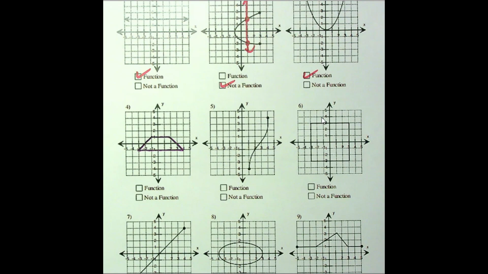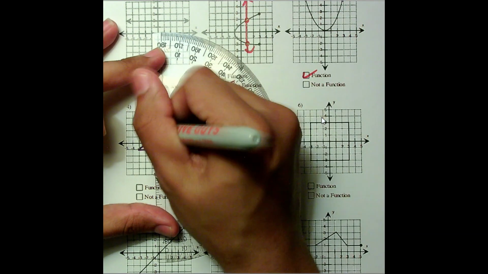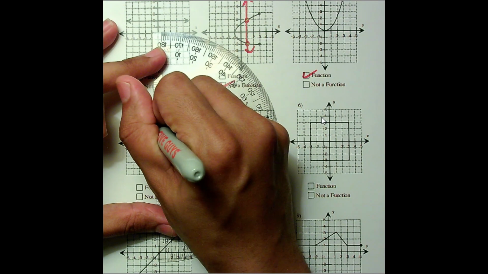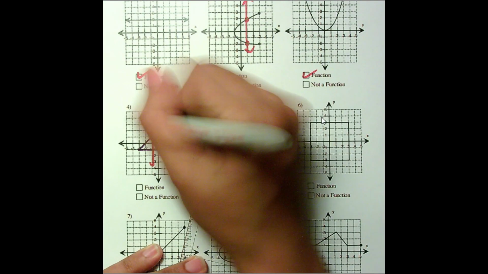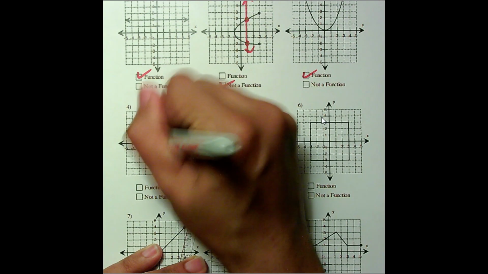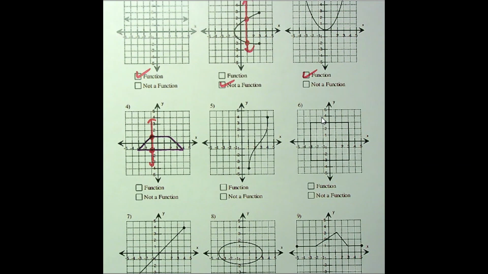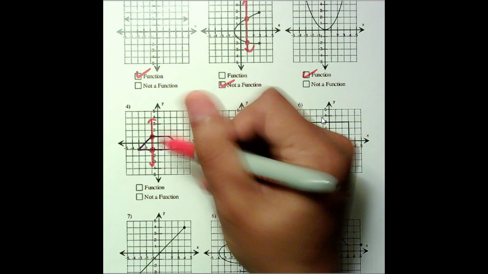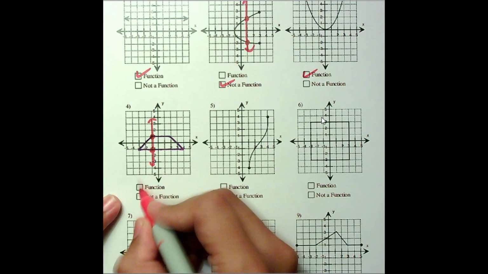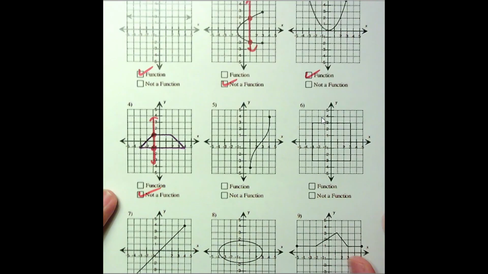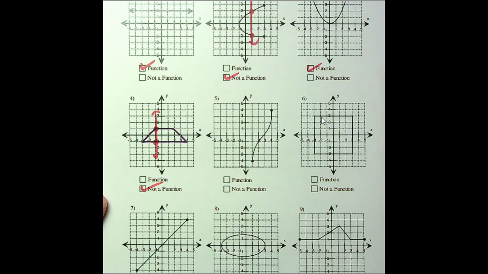That one is a no, because you could easily draw a vertical line that intersects this graph at more than one point. So this is just one example. There's many more, right? You could draw anywhere here. All those vertical lines intersect the graph more than once, so that is not a function. How about this one? Is that a function? Yes or no?